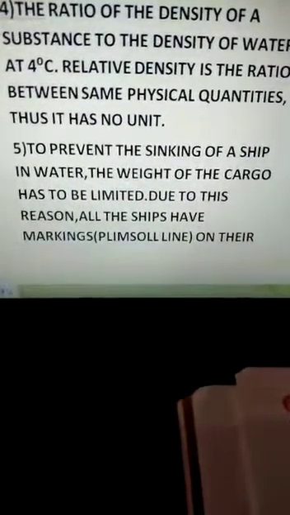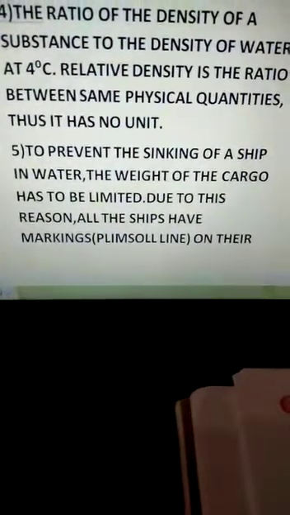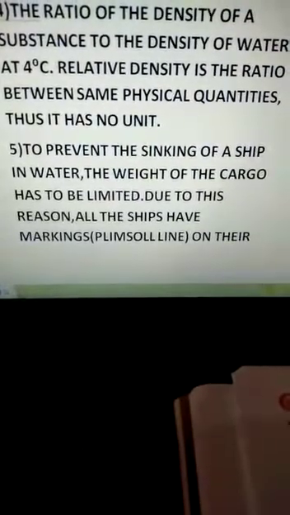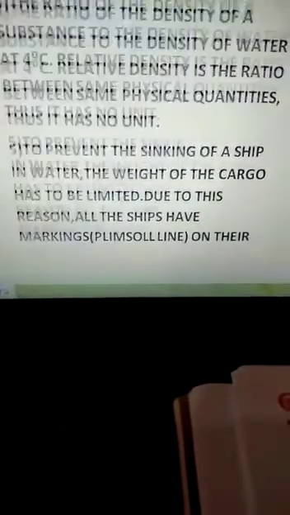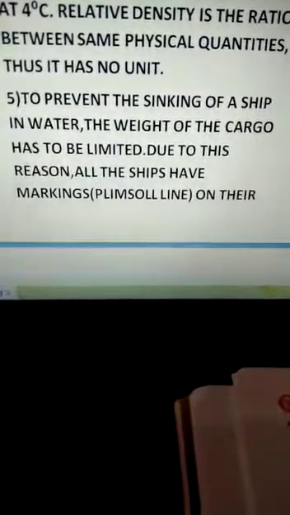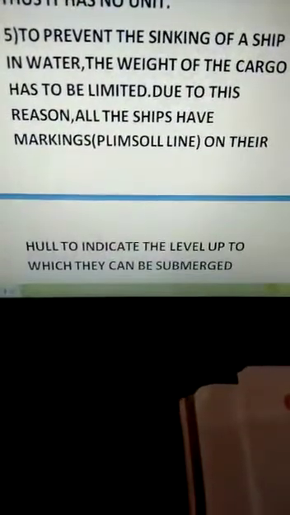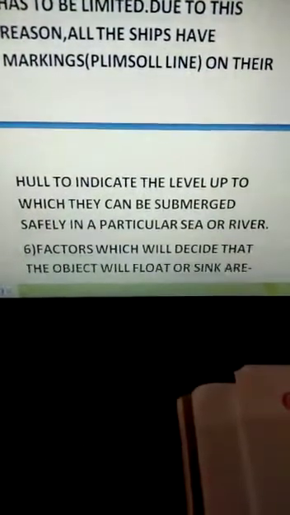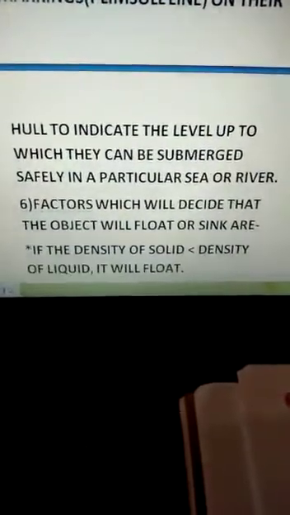To prevent the sinking of a ship in water, the weight of the cargo has to be limited. Due to this reason, all the ships have marking Plimsoll lines on their hull to indicate the level to which they can be submerged safely in a particular sea or rivers.